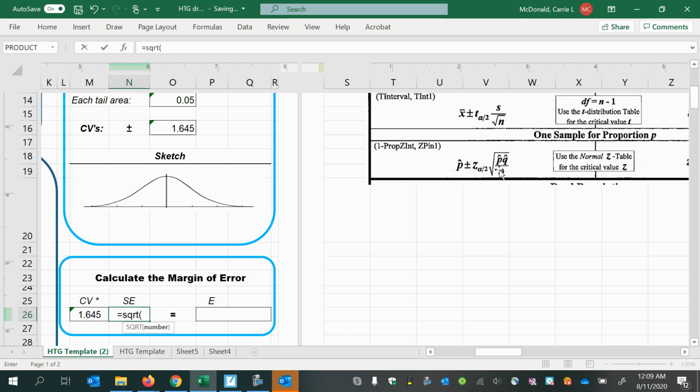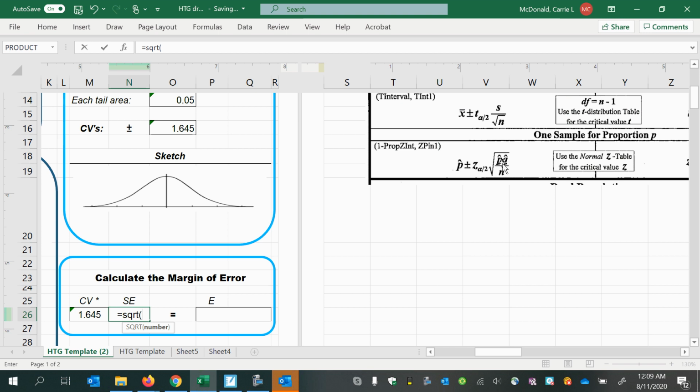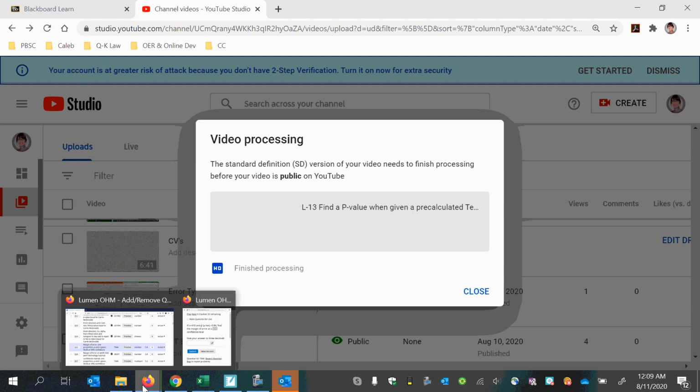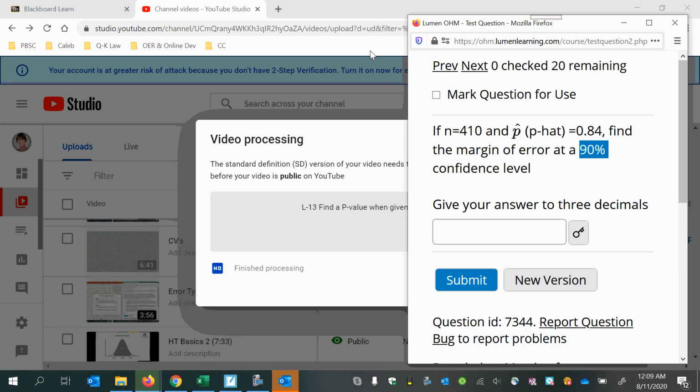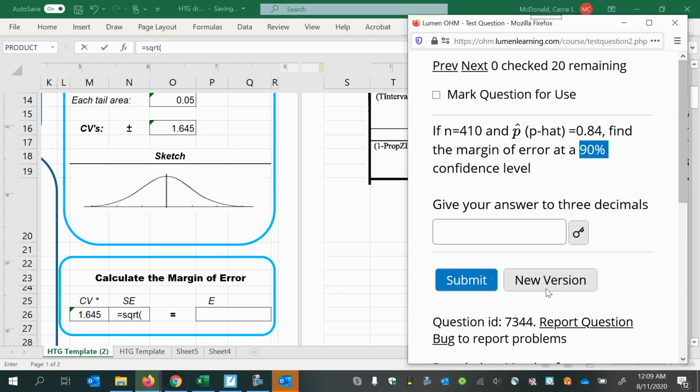And then we need a p hat and a q hat and an n. Well, p hat is your sample proportion of successes. Q hat is your sample proportion of failures, so they are complementary. If you add them together, your p hat and your q hat will equal 1. And n is your sample size. So we will get the rest of the information. We have the p hat given here, 0.84.